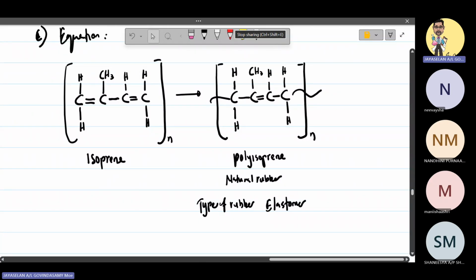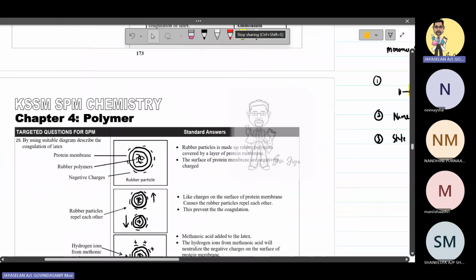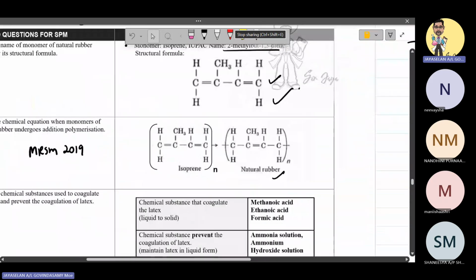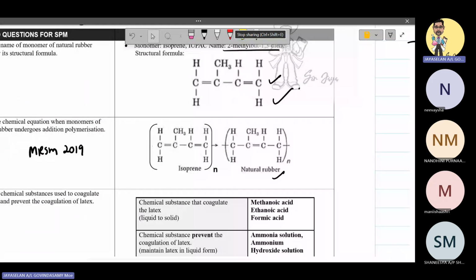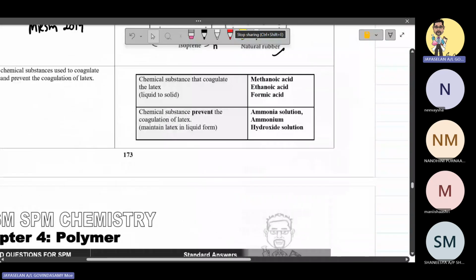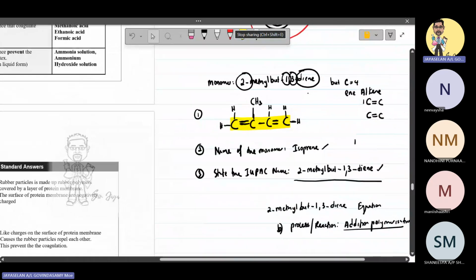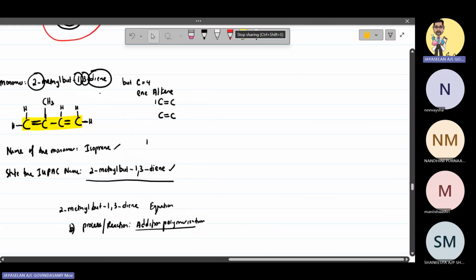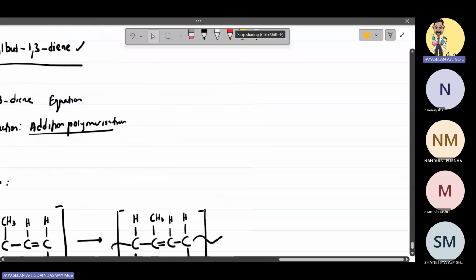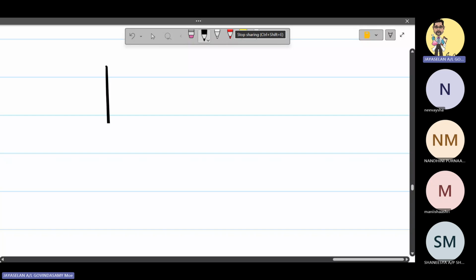Any question? So the equation is given to you here. And there's one structure question where you need to do the equation. Please read it. Any question so far? Now I want you to memorize this.